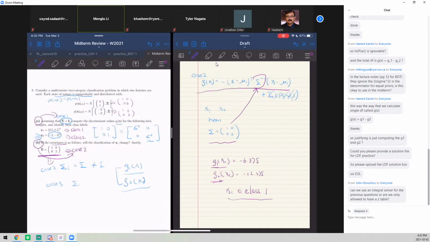Can we use an integral solver for the question, or are we only allowed to have the AZ table? Sorry, what's the AZ table? You can use any calculation or any code helper during the midterm. The one I usually use is Wolfram Alpha. It's very powerful.